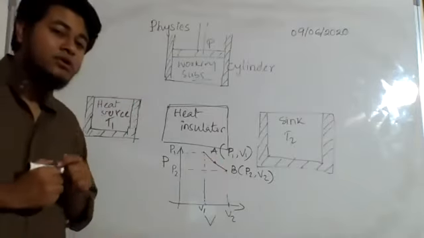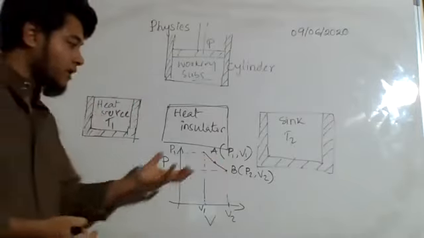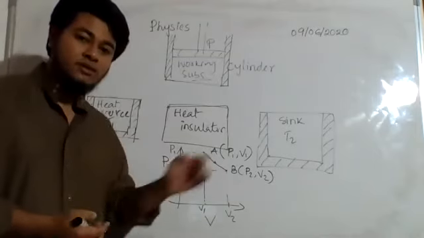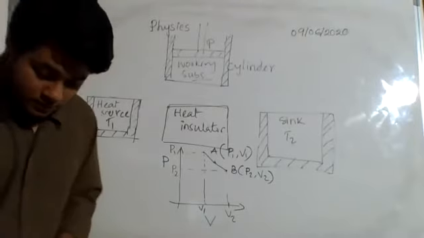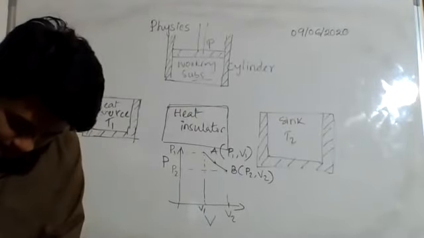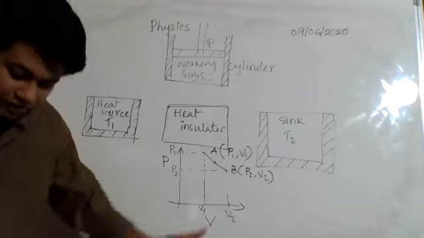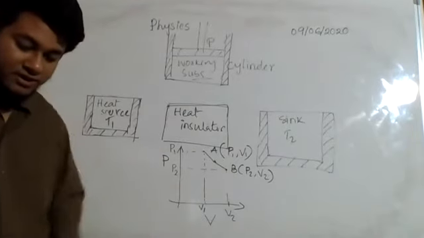If you remember, we already studied the curve of the isothermal process. It is supposed to be something like this, right? So that point is represented by B on the indicator diagram.